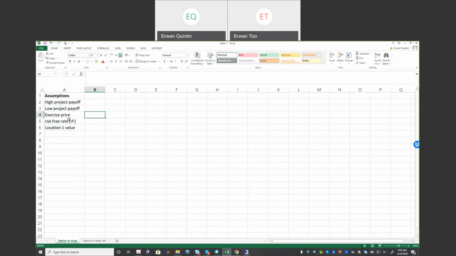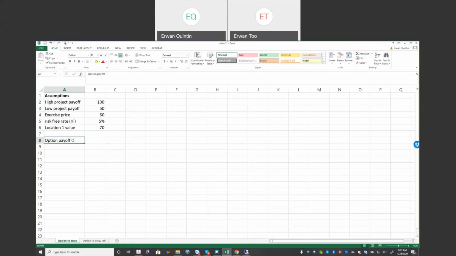That's the value of the project in location 1. So the high value is 100. The low value is 50. The exercise price, what I get if I scrap, is 60. The risk-free rate is 5%, and the payoff in location 1 is 70. Okay, then I'm going to calculate the option payoff.